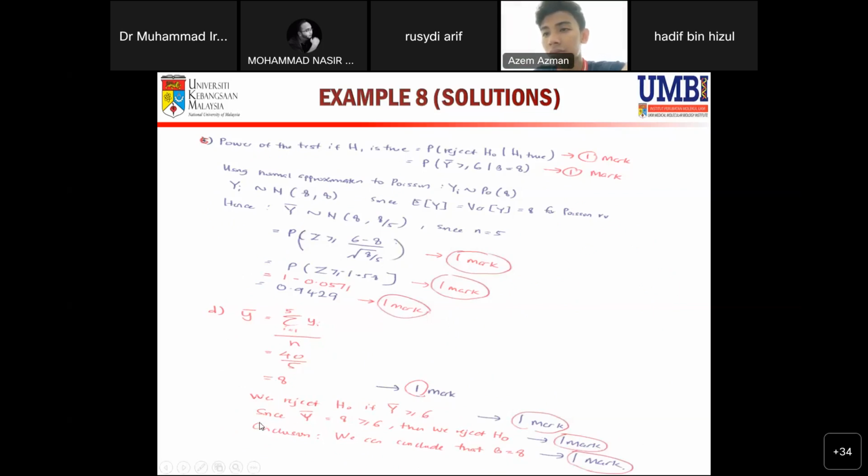But you need to make some inference there, because you have to say that, okay, because the y bar now is equivalent to 8, and the 8 is for sure bigger than 6, then we reject the null hypothesis. Then we get another 1 mark there.